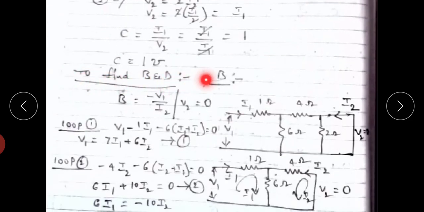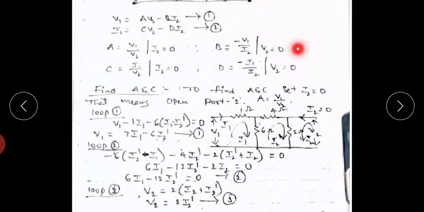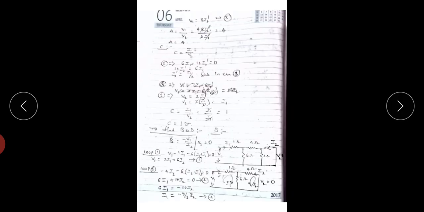So here the C formula is current by voltage. Current by voltage is called admittance. Admittance units are mhos. So next, to find B and D parameters, we have to set V2 equals 0. V2 is the second port voltage. So to set V2 equals 0, we have to short circuit this second port.